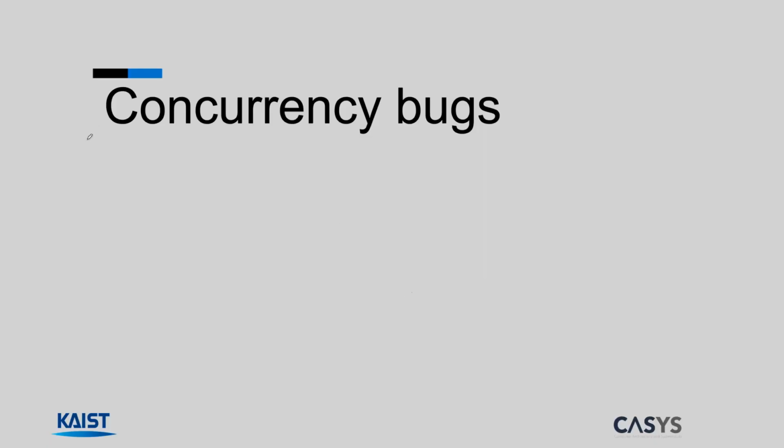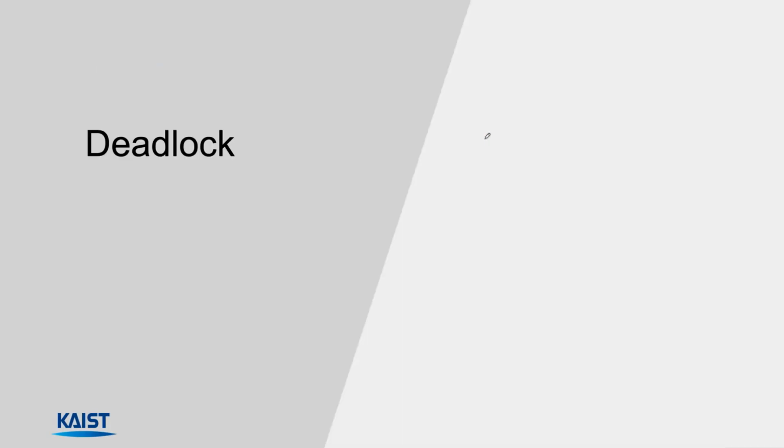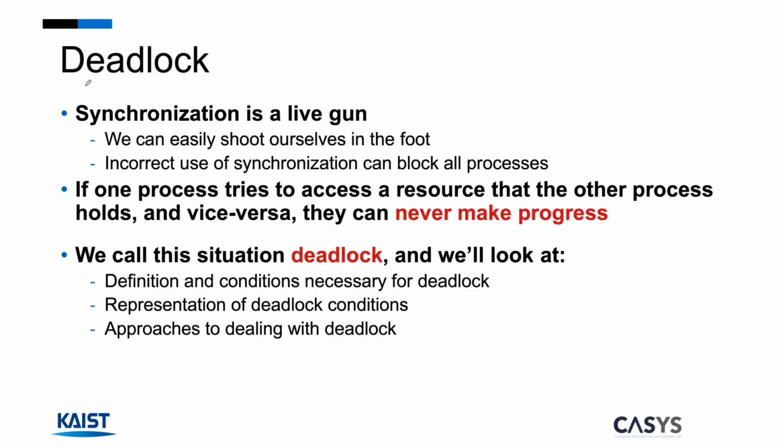All right, let's talk about concurrency bugs. Concurrency primitives provide a good way to control concurrent executions, but as a downside, it sometimes leads to very unintuitive bugs. So in this lecture, we talk about two different types of bugs, deadlock bugs and non-deadlock bugs. So let's talk about deadlock first.